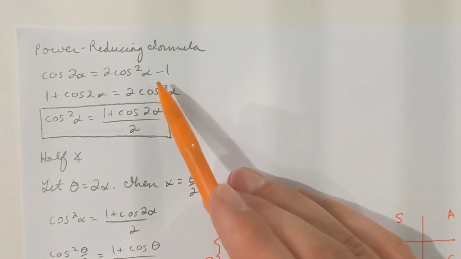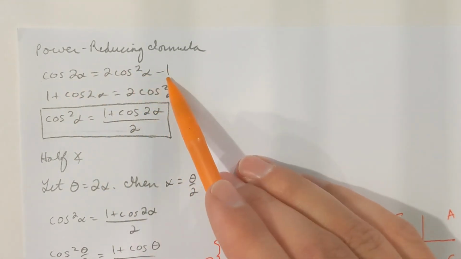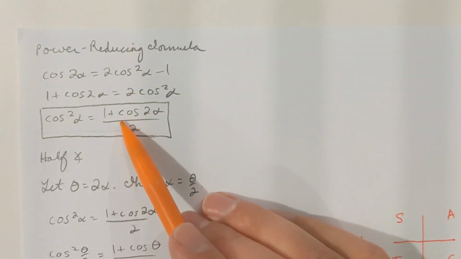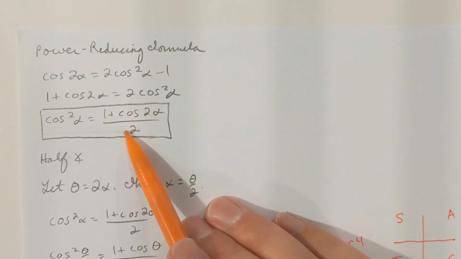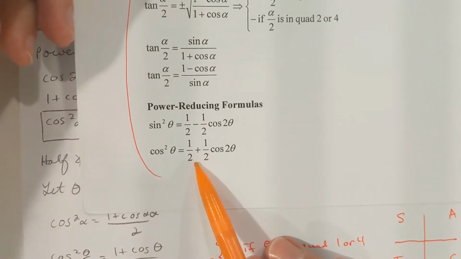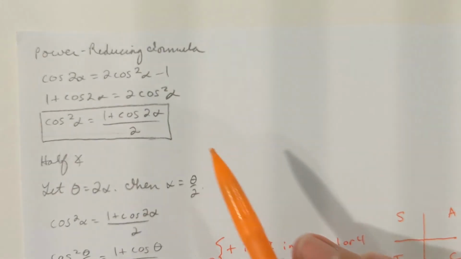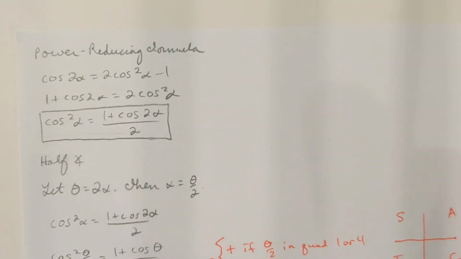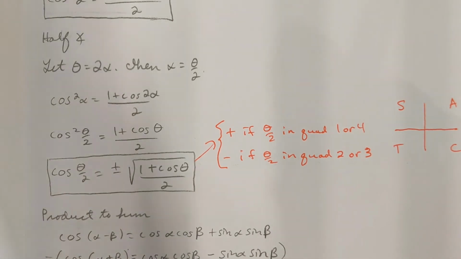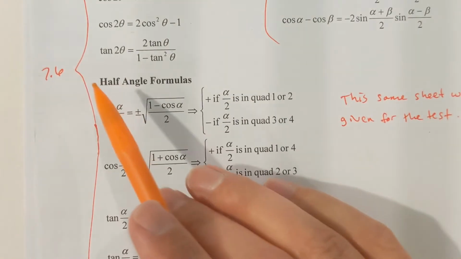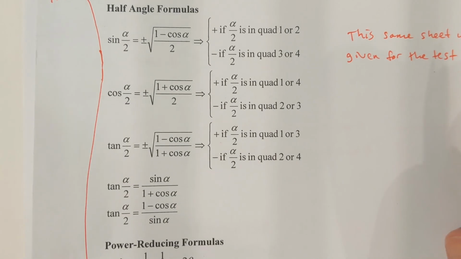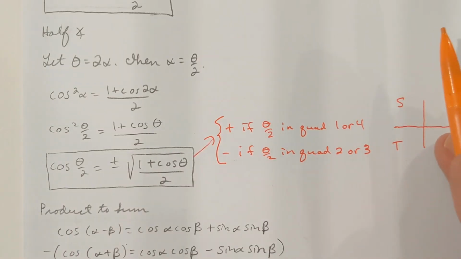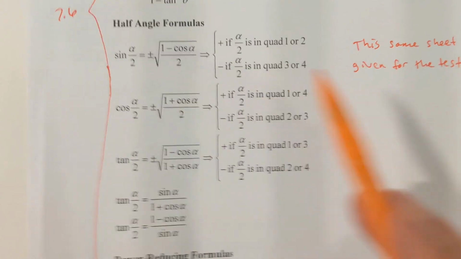Now, if you solve this equation for cosine squared alpha, add 1 and divide by 2, then we get our power reducing identity, which is this guy here. Of course, I could split this fraction into 2, and so cosine squared alpha would be the same as 1/2 plus 1/2 cosine 2 alpha in this case. The half angle formulas are also in section 7.6. And here are those identities. Maybe we can take a look at where one of them comes from. We can take a look at where cosine of alpha over 2 would come from.